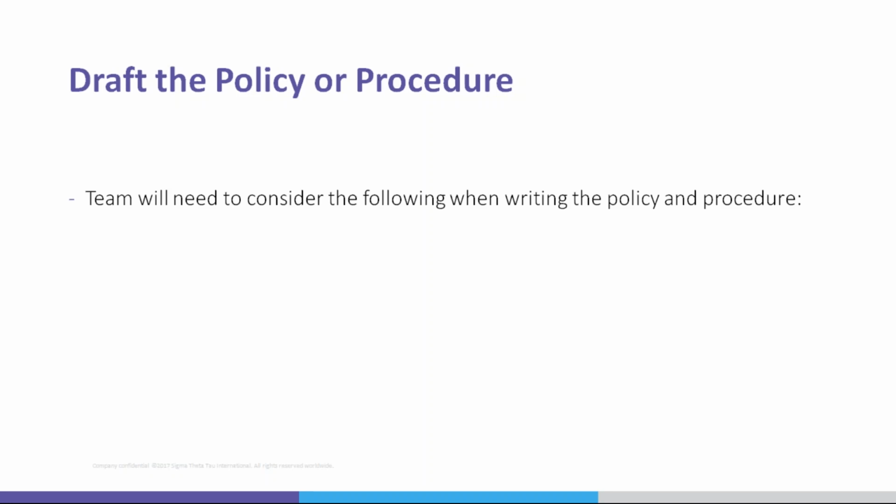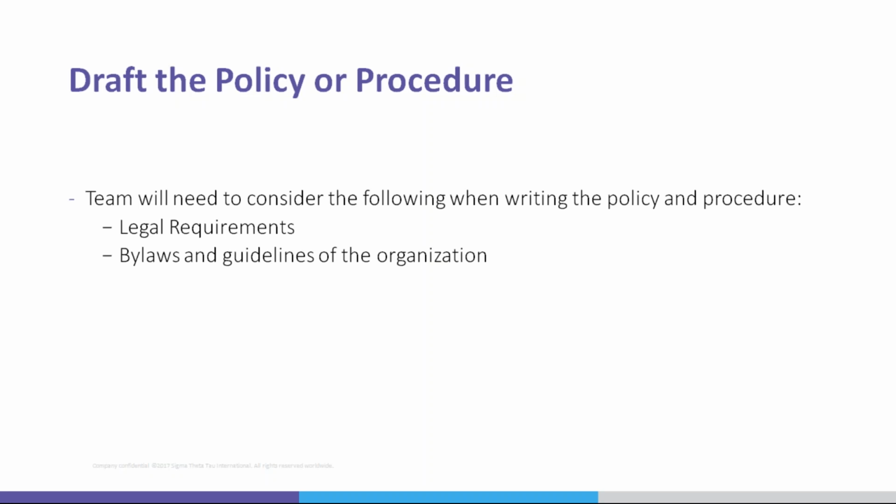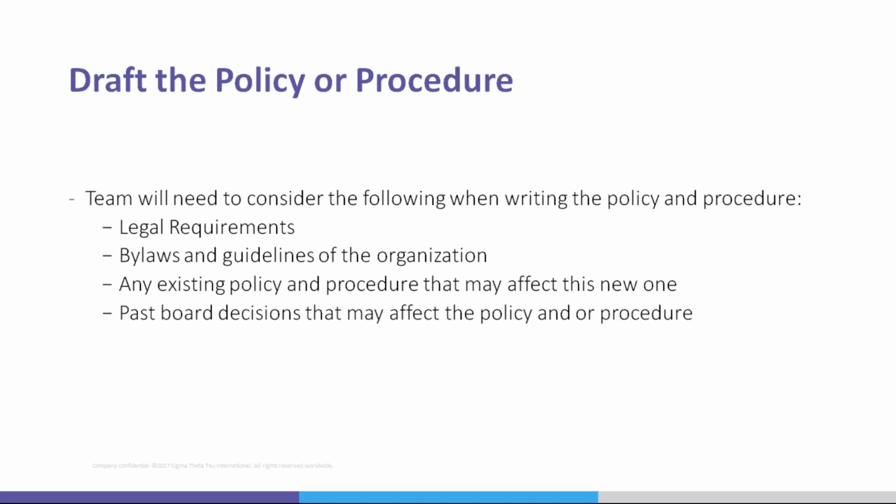Once the need is identified and the team has been put together, the next step is to draft the policy or procedure. The group will want to review several factors, including the legal requirements, the bylaws and guidelines that are already created, any existing policy or procedure that may affect this new one, and any past board decisions that may affect the policy or procedure. Once these items have been considered, the team will discuss the purposes and goal of the policy and procedure and determine what is reasonable and appropriate to build the draft.